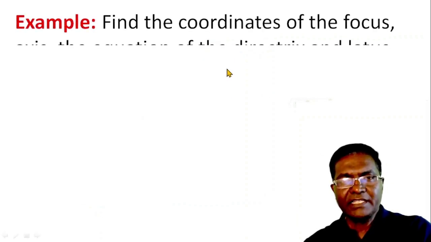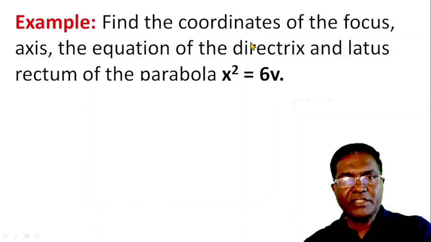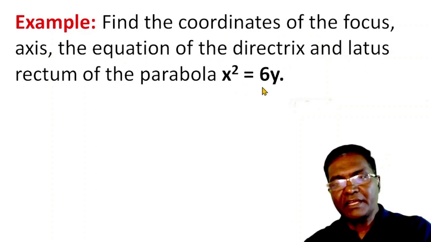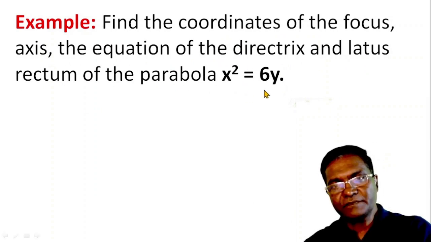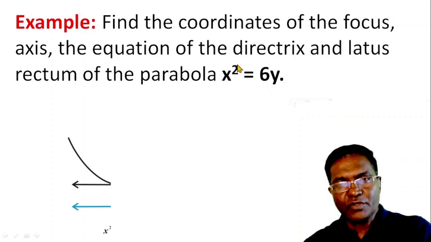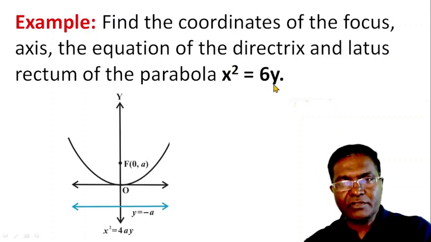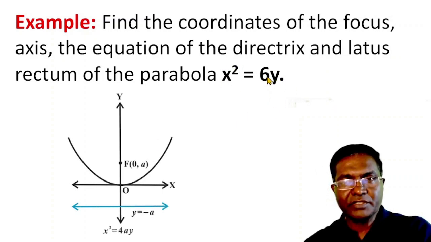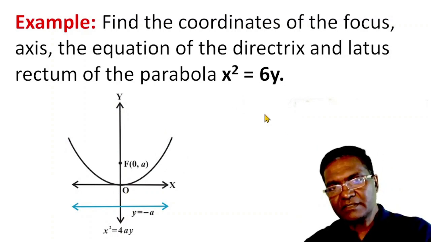So again, find the coordinates of the focus, axis, the equation of the directrix and latus rectum of the parabola x square equal to 6y. Look at this, x square equal to 6y, coefficient of y is positive, it bends towards positive y-axis. Focus is on positive y-axis, directrix is on the other side of the origin.